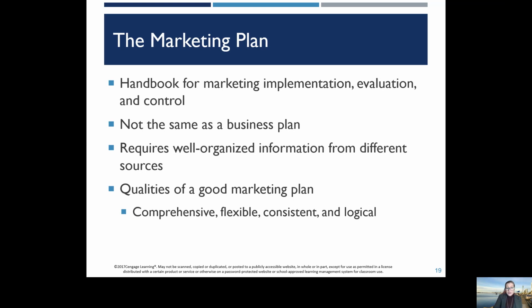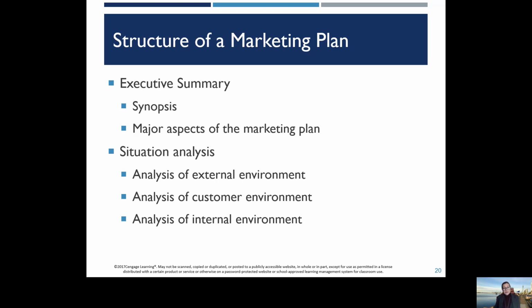So the qualities of a good marketing plan is that it's comprehensive, it's flexible, it's consistent, and it's logical. What it looks like is front, not necessarily front page, because front page might be title page, but then there's an executive summary, and the executive summary is a standalone, complete summary of the contents of the marketing plan. I should be able to read that executive summary and know exactly what's in the marketing plan. The executive summary will summarize each of the sections in the marketing plan. It's typically one page.